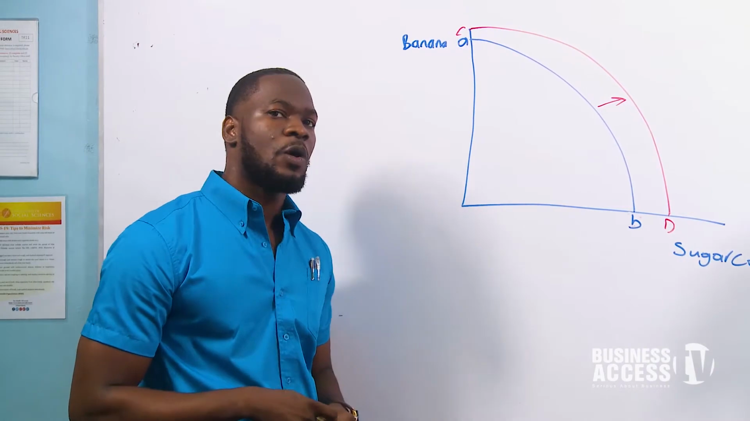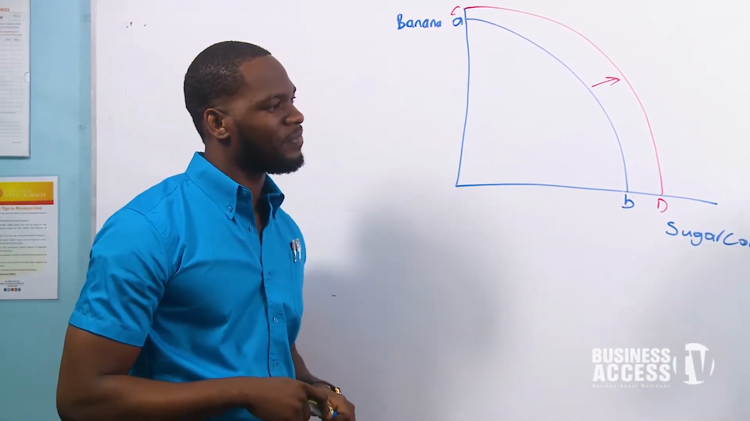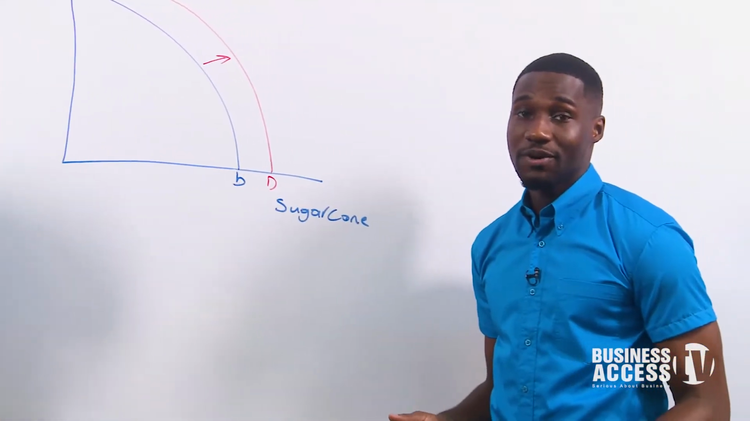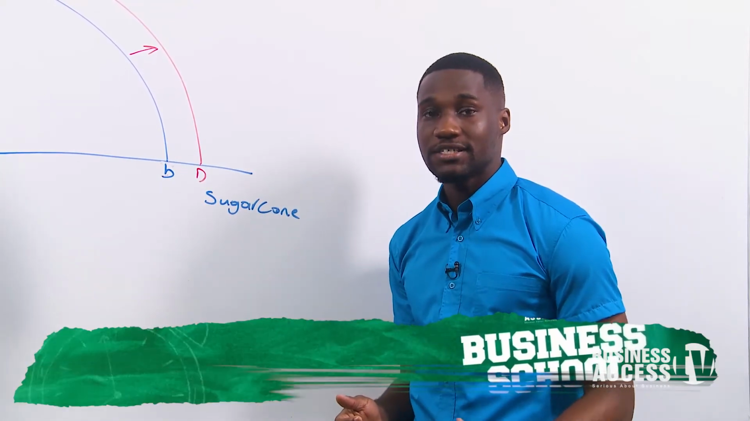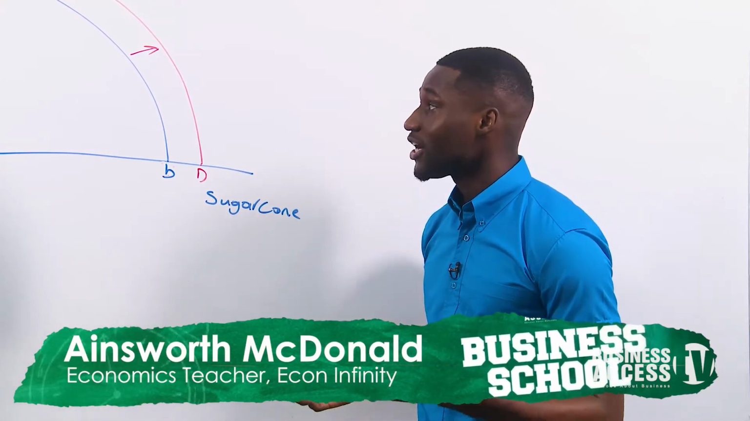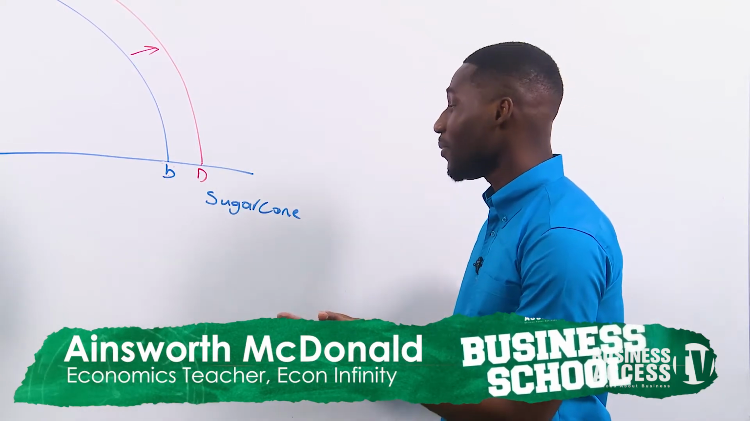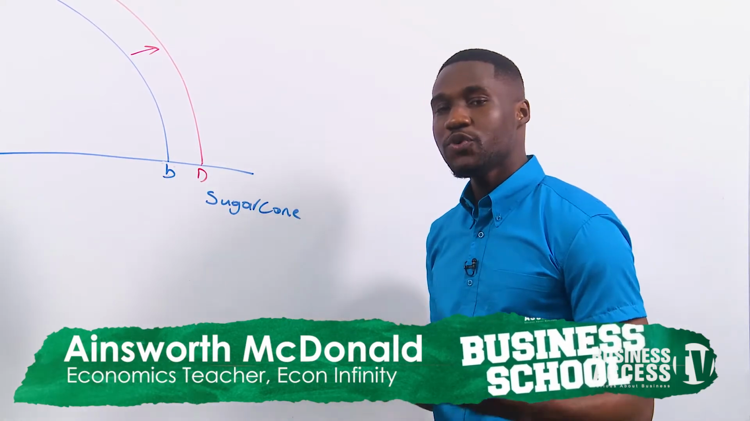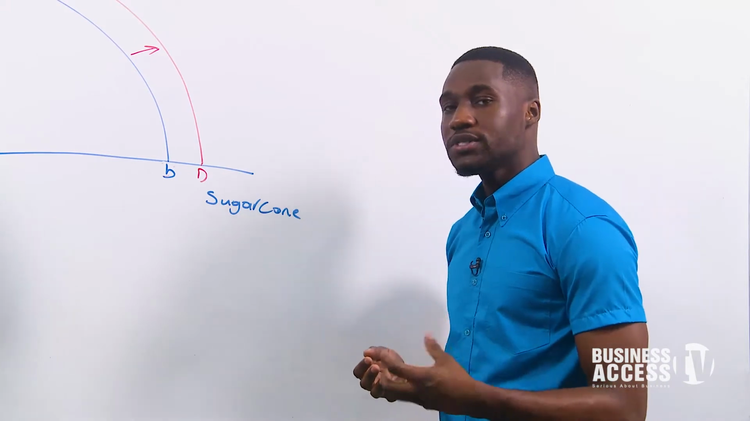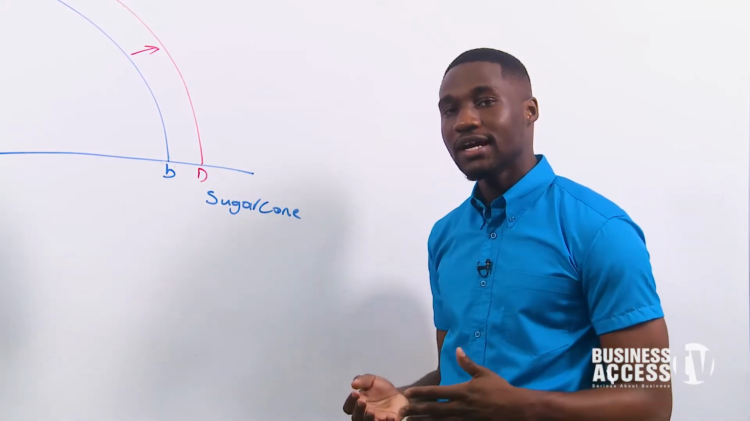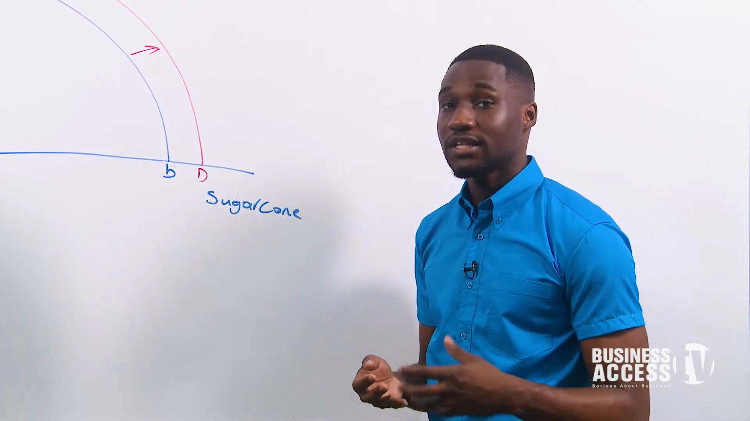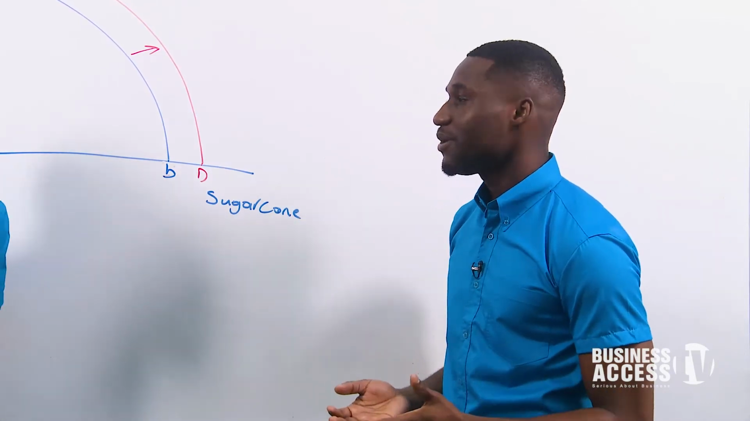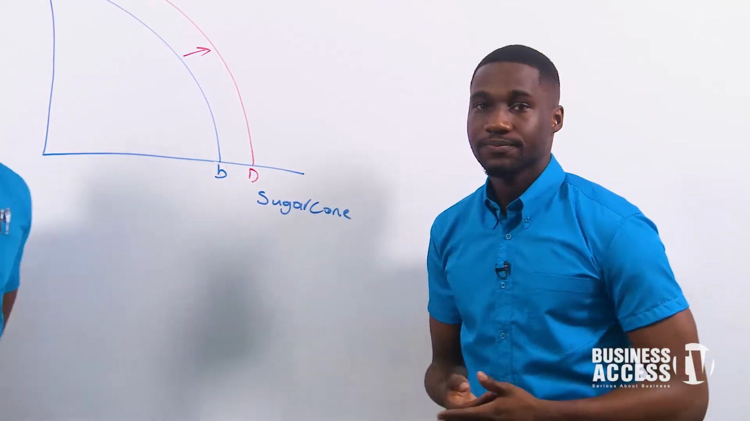And finally, what can also shift the PPF? We have research and development. There are new ways people can find to do farming, methods that farmers can use, especially in this case for banana and sugarcane. They can have new research that boosts the output of both goods. So anything to do with research, technology, labor, all of these factors that affect resources can shift the PPF outward. Excellent, thank you for that answer.